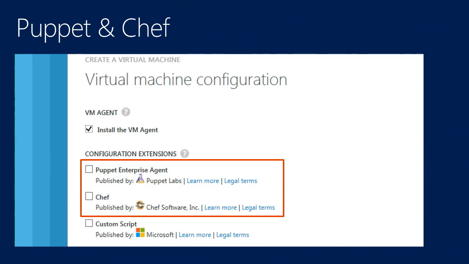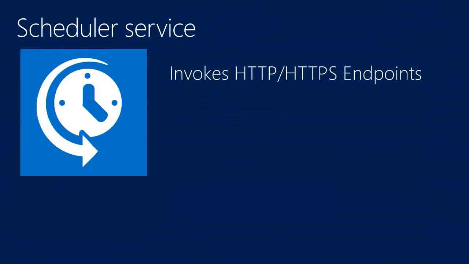The way that you use it, when you create a new virtual machine, you'll have seen under configuration extensions, there's actually an option for you to select Puppet or Chef, or the one at the bottom, Microsoft Custom Script, which you can use to get the PowerShell version of that.